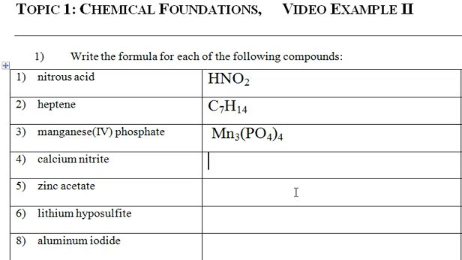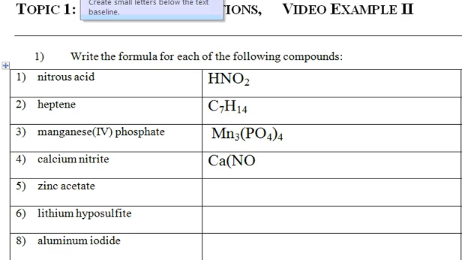Looking at calcium nitrite, we have another ionic compound. Calcium has a +2 charge. Nitrite is a polyatomic because it ends in ITE, whereas if it ended in IDE, you're looking at an element. Also, the ITE ending indicates that we have one less oxygen than the nitrate, so we're looking at NO3, actually NO2 for the nitrite.